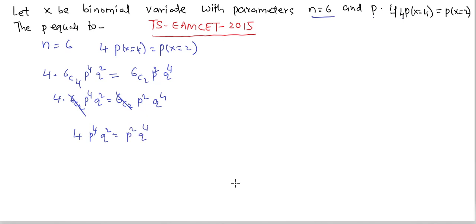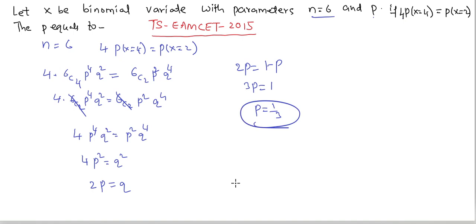So 4 P to the power of 4 Q square is equal to P square into Q to the power of 4. That is P square cancelled, that is 4P square is equal to Q square. So from this 2P is equal to Q. We know that Q is equal to 1 minus P. So 3P is equal to 1. P is equal to 1 by 3. So the value of P is 1 by 3.